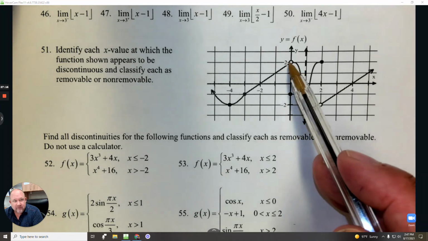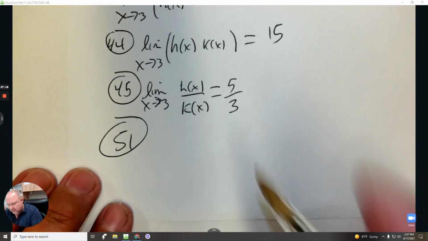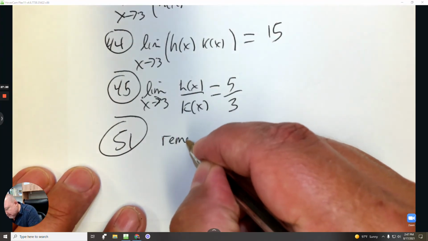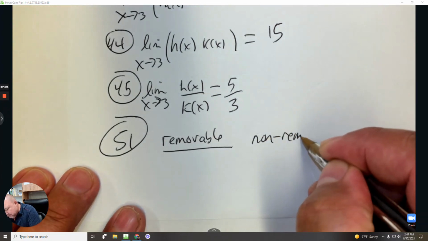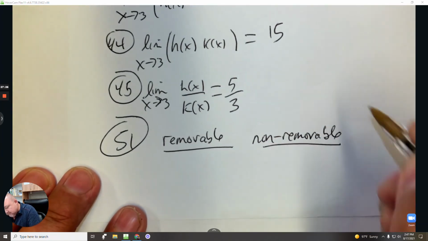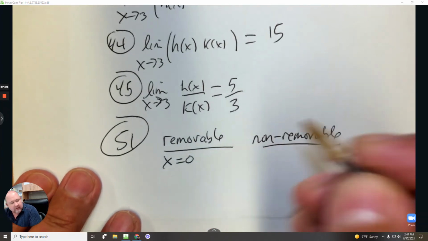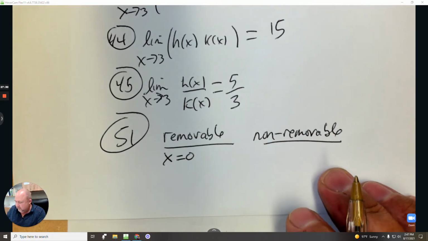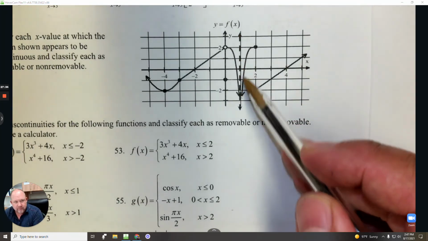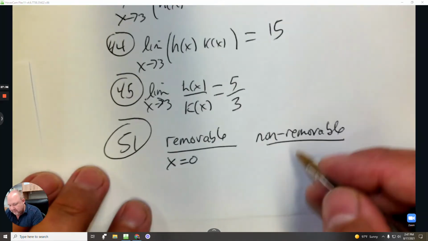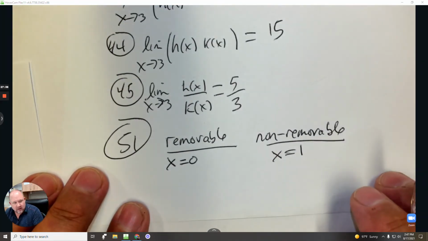Does the limit exist here? Yes. So it is removable. So I'm going to do this, removable and non-removable, and create a little list here. So when x equals 0, it's removable. Where's another discontinuity? So at the asymptote, that's at 1. So the limit doesn't exist at the asymptote, so it's non-removable.